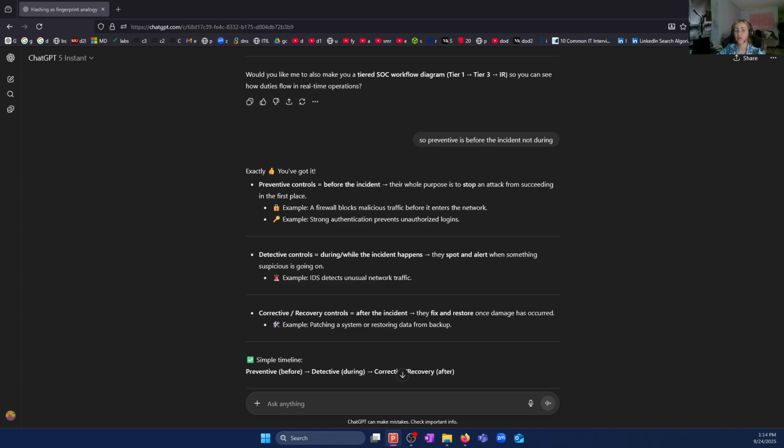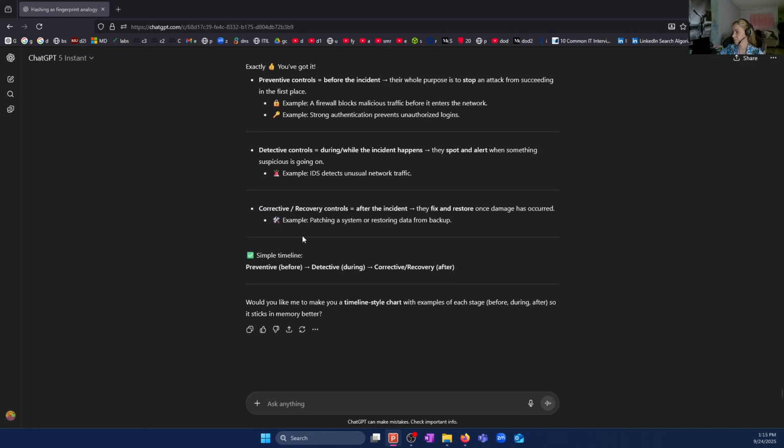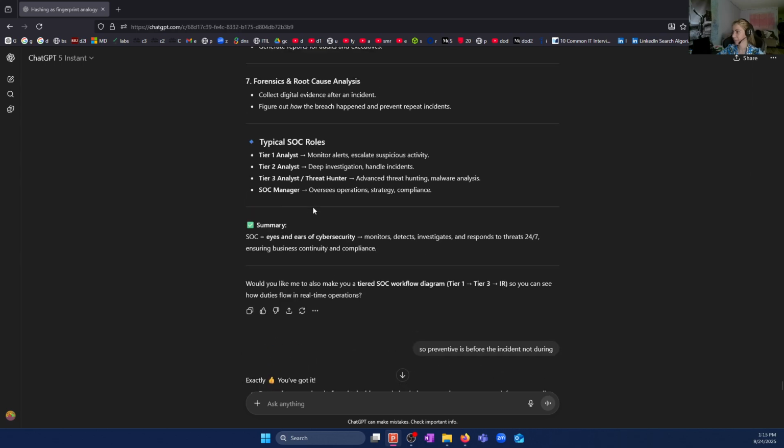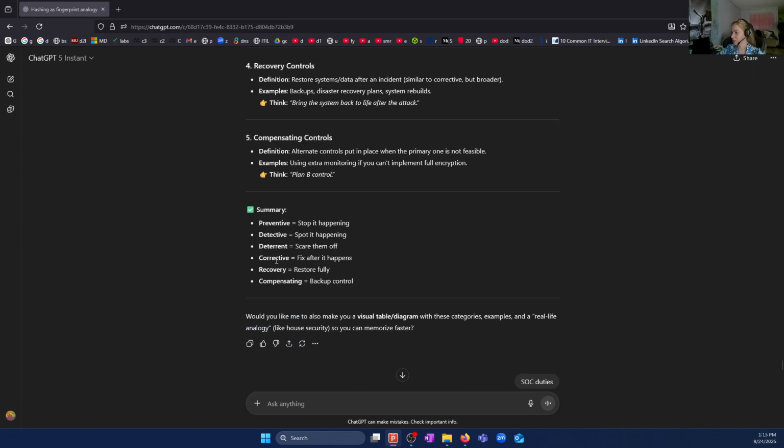Question: which type of control is used to restore systems or processes to their normal state after an attack has occurred? Corrective control. Corrective control is after the attack, preventive control is before the incident, and detective control is during. And there is one more: corrective recovery. It's restore fully. It's also after the incident happened. Compensating, backup control. Okay, next question.